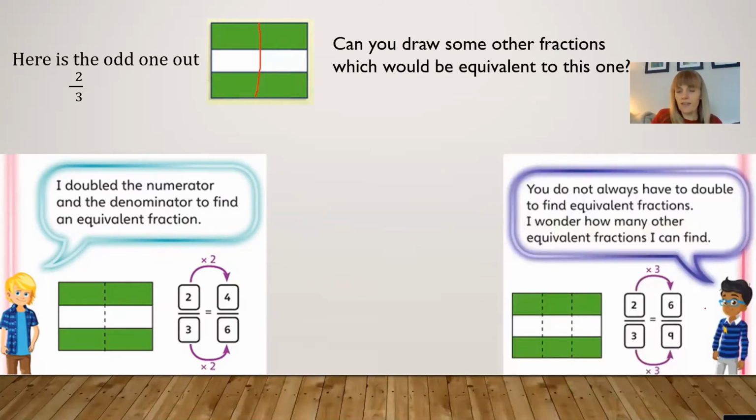Now this girl here has said you don't always just have to double to find an equivalent. You don't just have to multiply by 2. And you can see that this time she's decided to multiply the numerator and the denominator by 3. And she's gone from 2/3 to 6/9. And you can see how she's split this flag differently.